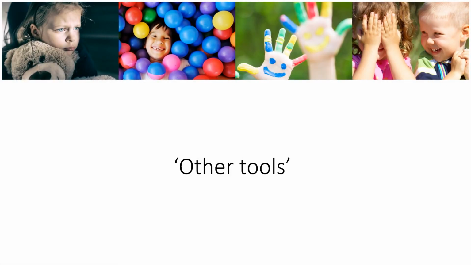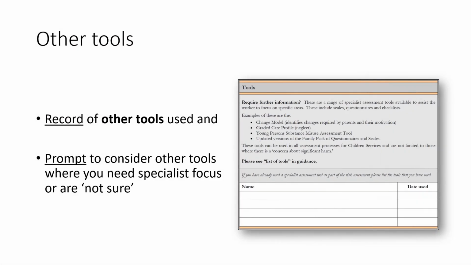Section 8 also includes a section to record any tools used as part of the risk assessment. This provides a record of any specialist tools that have been used as part of this risk assessment. There are several specialist tools available, including tools to assess capacity to change and neglect. Many of these are incorporated into the risk model, but there are other ones, of course, used in various agencies or favoured by some professions.